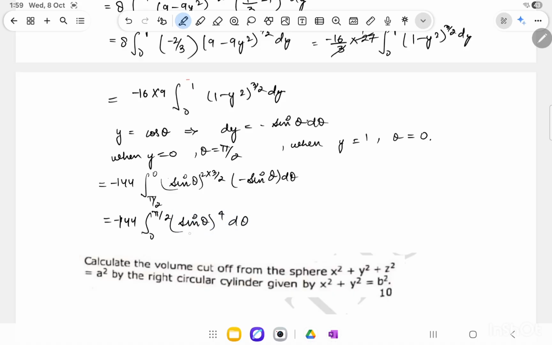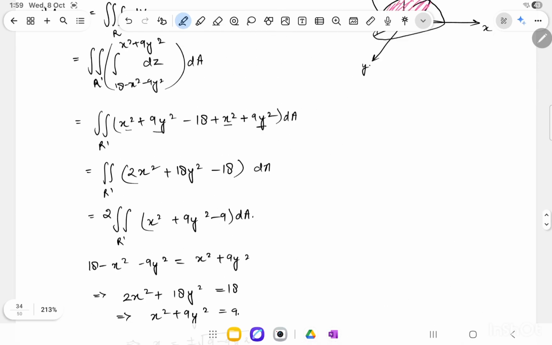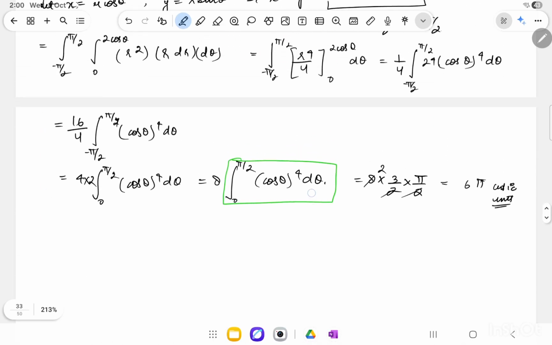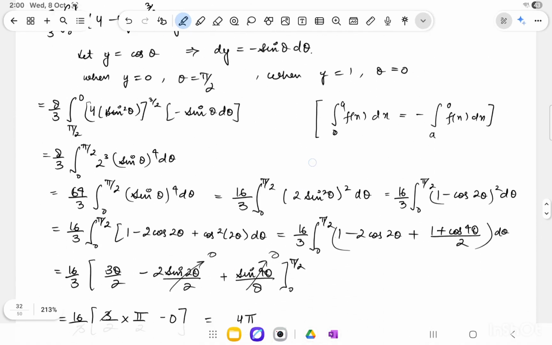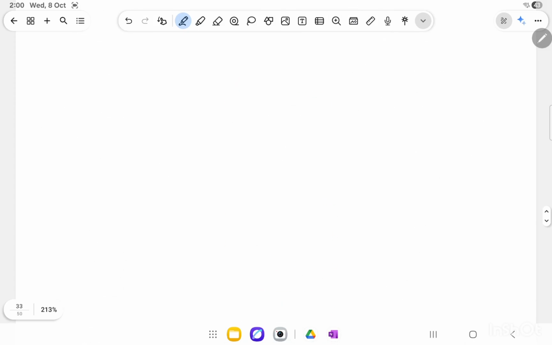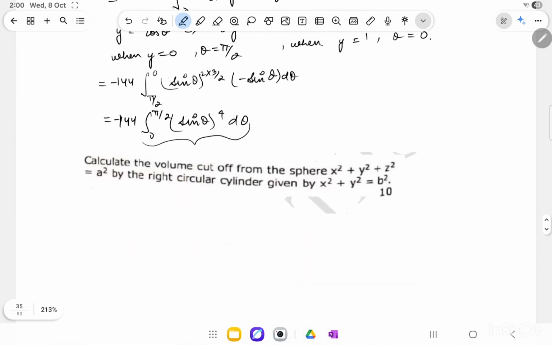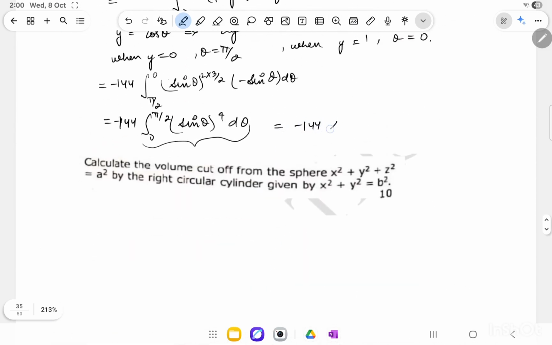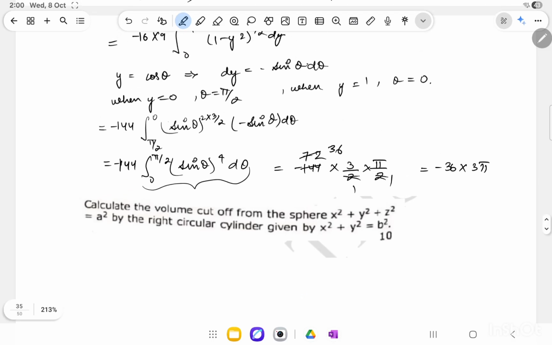And in earlier questions we have calculated this exact value, so we can use it from previous questions. It is equal to 3/2 times π/2. So if I plug in that value, it will be −144 times 3/2 times π/2, which is −72 and 36, so it is −36 times 3π. Now there shouldn't be a minus sign in the answer.